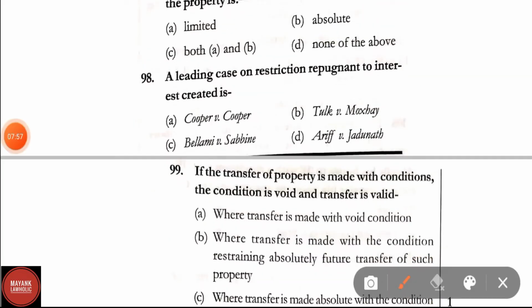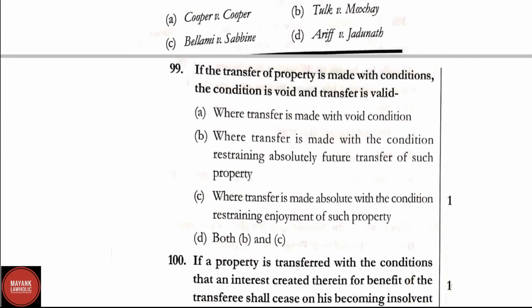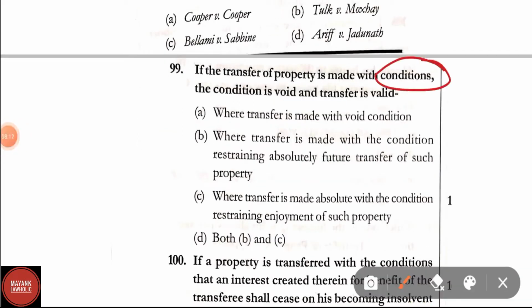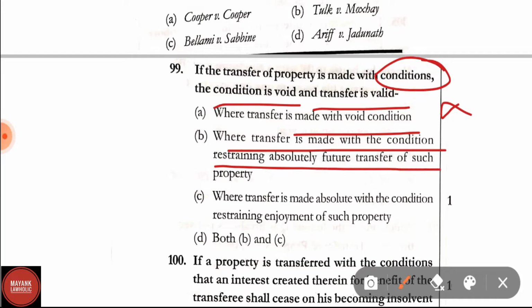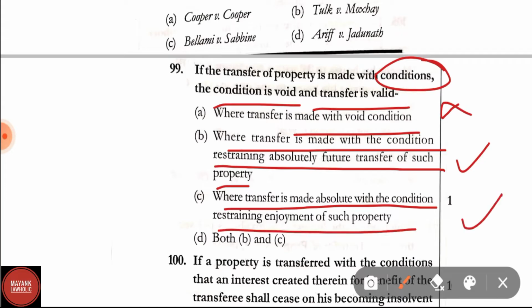Question number 98. A leading case on the restriction repugnant to interest created in, here correct answer is Tulk versus Moxhay. Question number 99. If the transfer of property is made with conditions, the condition is void and the transfer is invalid; where the transfer is made with a void condition; where transfer is made with the condition restraining absolute future transfer of such property; where transfer is made absolute with the condition restraining enjoyment of such property. Correct answer is option D, that is both B and C.